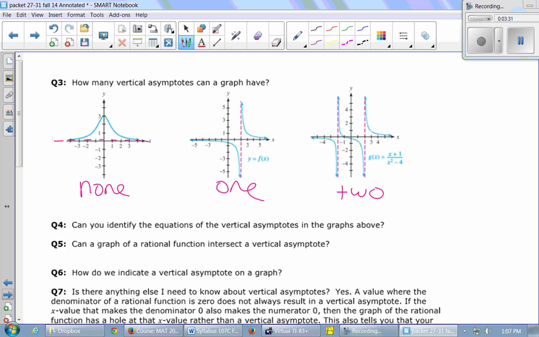So a graph can have lots of vertical asymptotes, right? There is no limit, right? 0 to infinity. If you have a really complicated rational function, you could have a lot of vertical asymptotes.